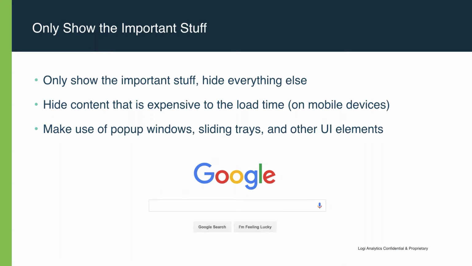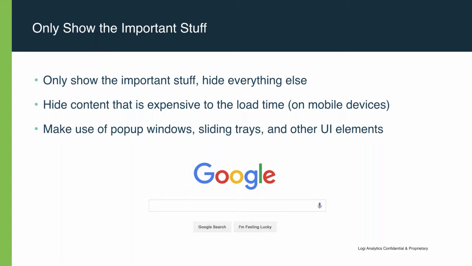So showing the important stuff is maybe a little bit generic, but it applies to the functionality and also the UI, right? All right, so make use of pop-up windows, sliding trays, and other UI elements. If there are things that you need on the page that are crucial, I recommend hiding them and then having them available for the user at their request, right? So again, if you have something that you need to show, click a button or pull down that sliding tray, and your content will drop through, and you'll be able to allow your users to use it.